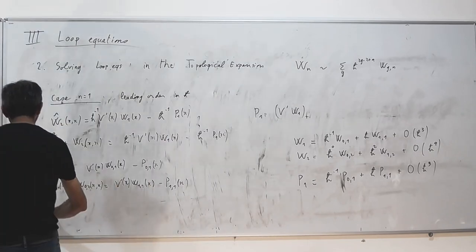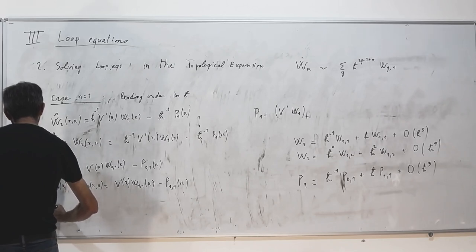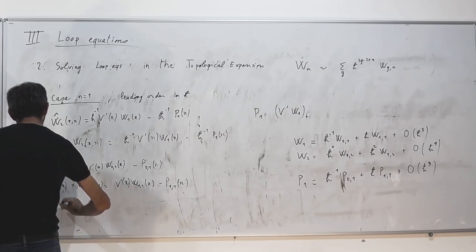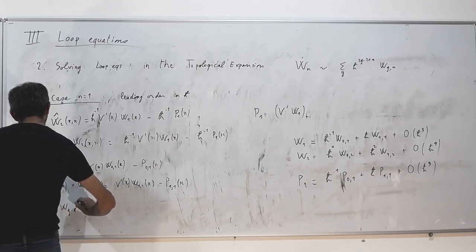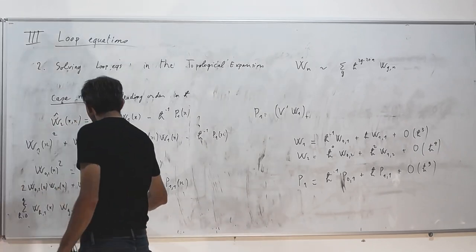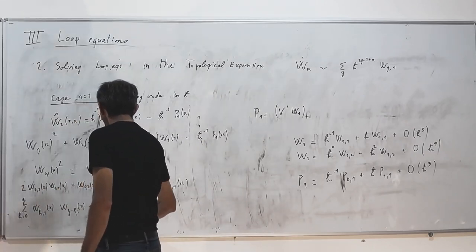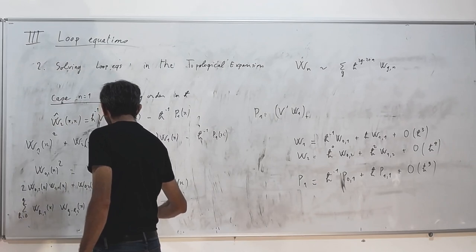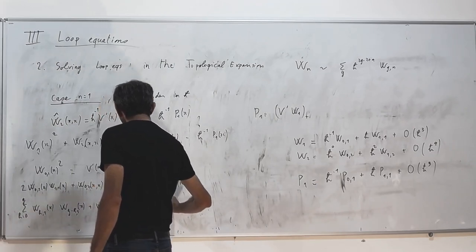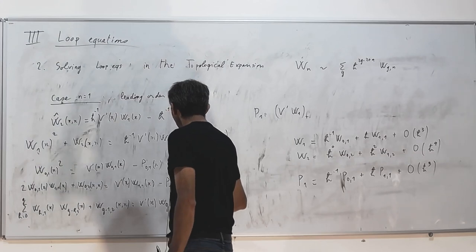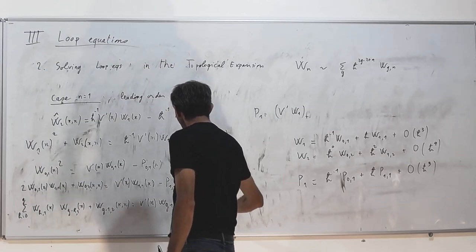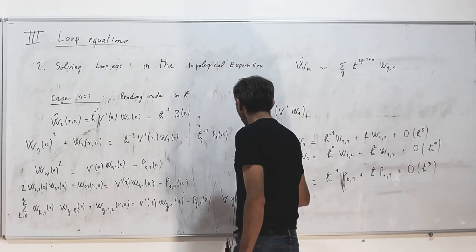And in general, sum from h equals 0 to g of w h 1 of x, w g minus h 1 of x, plus w g minus 1 2 of x, x equals v prime of x, w g 1 of x, minus p g 1 of x, for every g larger than 1.